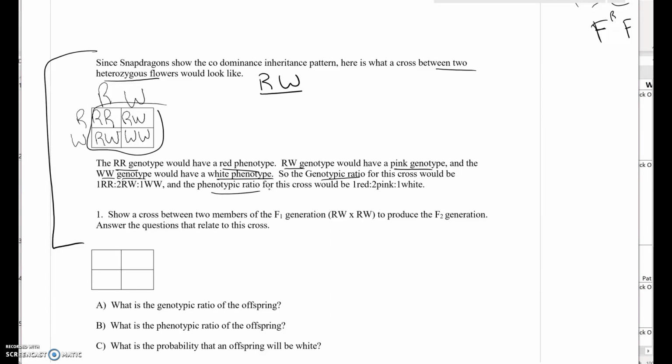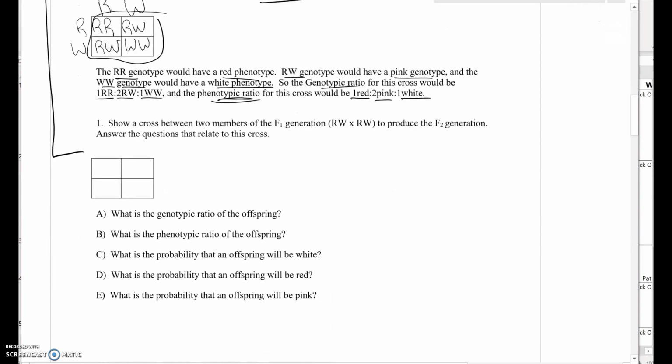So here, a genotypic ratio would be 1 RR to 2 RW to 1 WW. And a phenotypic ratio, this is what looks a little different than it would if this was a Mendelian trait, is we would see 1 red to 2 pink to 1 white here. So this first question here is exactly the cross that we just looked at, a cross between two members of, we're talking about an F1 generation here.